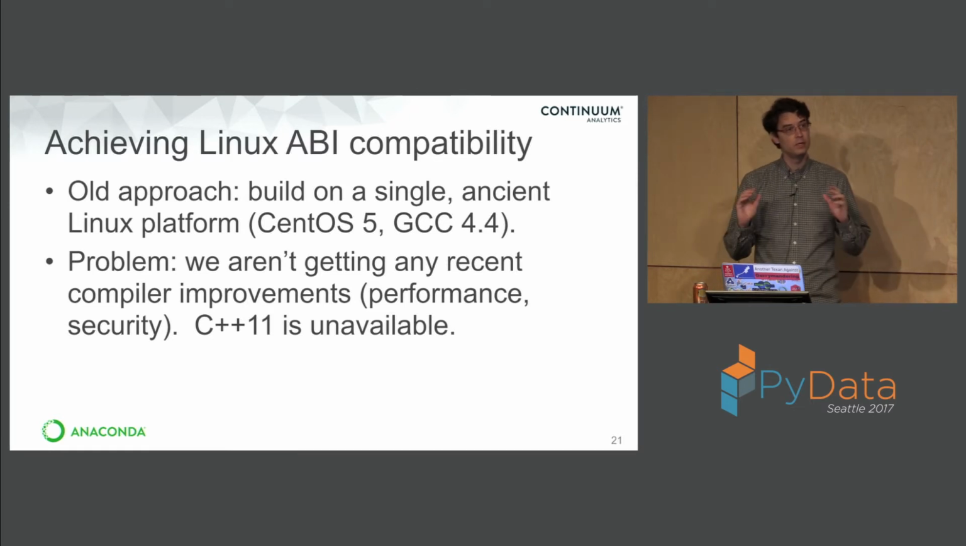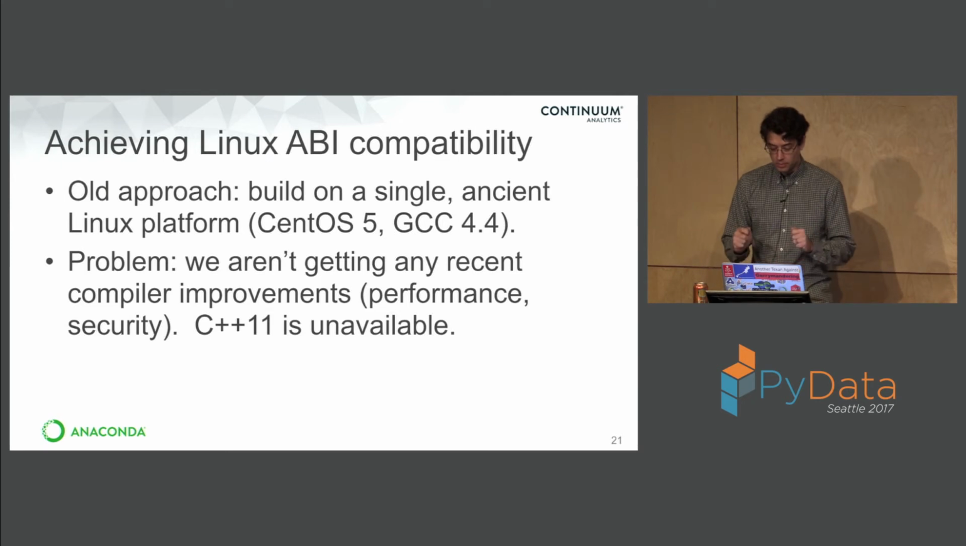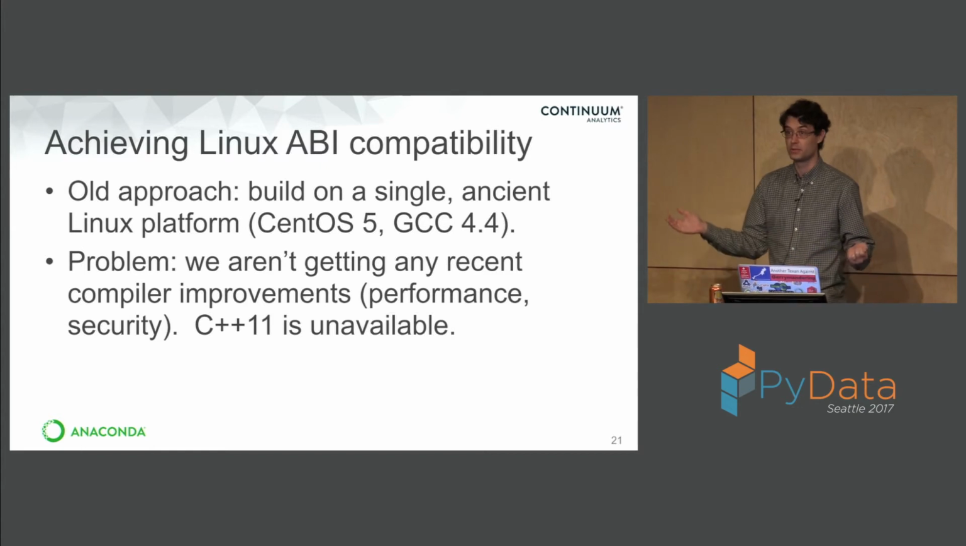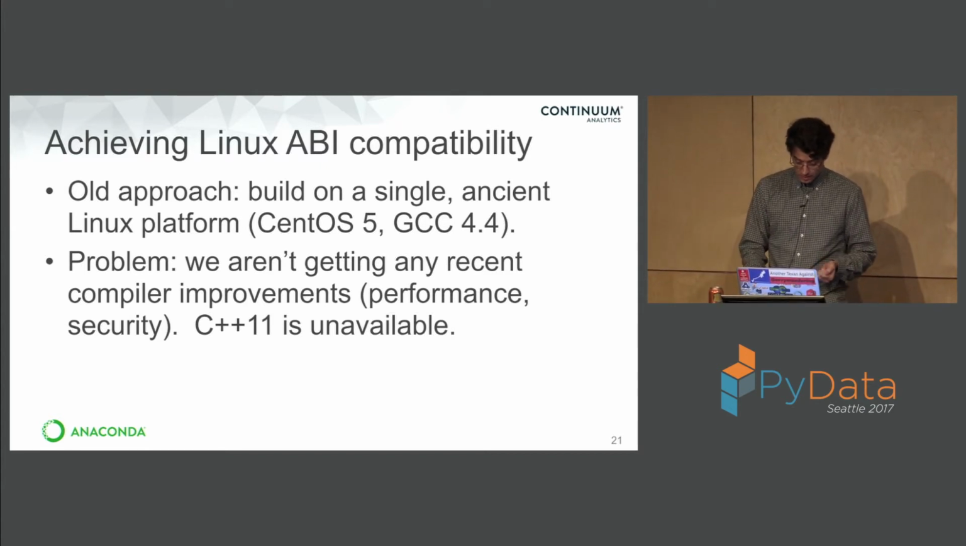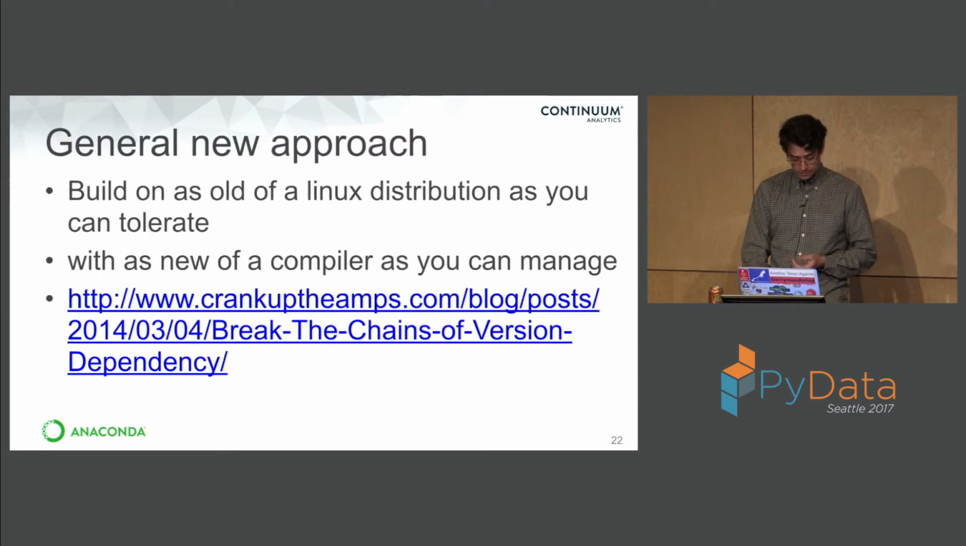And we've gotten really, really far by building on CentOS 5 with the newest compiler that was available there. So if you've used Anaconda for the past 3 or 4 years, this has been what it's been built with. Now, the manylinux people kind of reverse engineered this, and this is also their standard. They build with a slightly newer compiler I'll talk about in a bit. But we really hit a lot of problems with this because we're not getting any of the performance or security improvements that have come out of newer compilers.